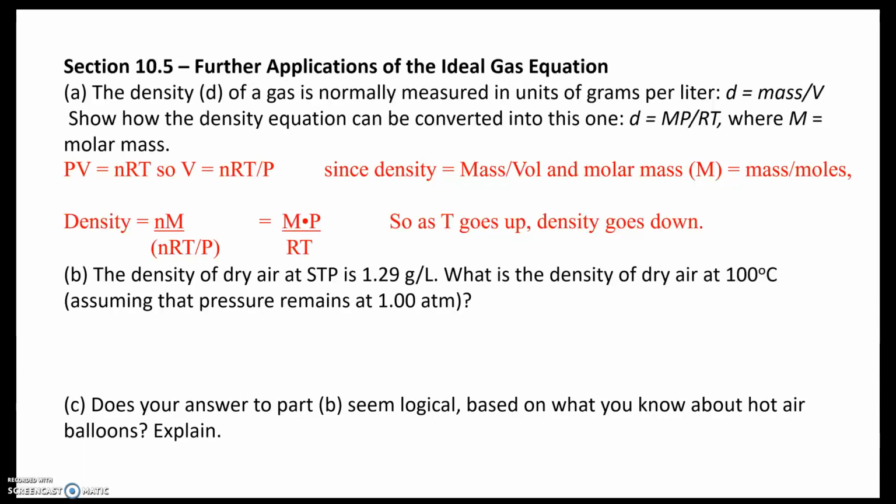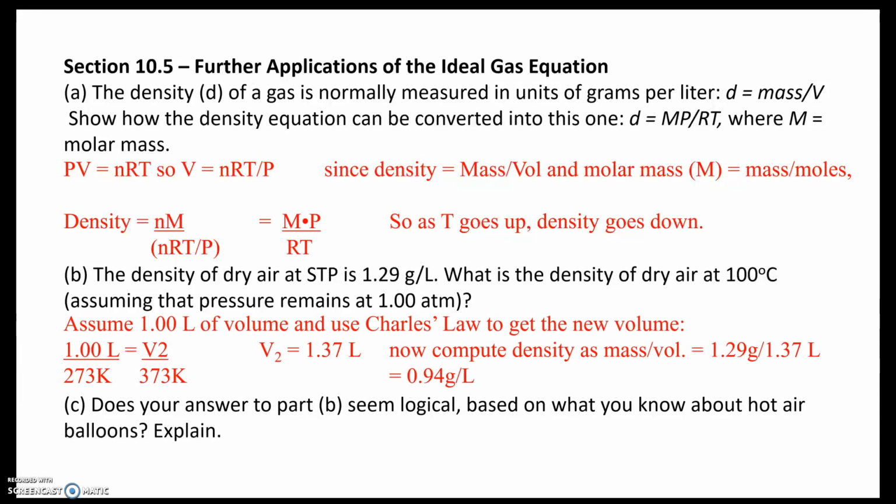Let's look at problem B. The density of dry air at standard temperature and pressure is 1.29 grams per liter. What is the density of dry air at 100 degrees C, assuming that the pressure remains at 1 atmosphere? All right, we assume 1 liter of volume. It doesn't really say that, but let's just make the math easy. Assume 1 liter of volume, and we use Charles's law to get the new volume. So 1 liter over 273 is equal to the second volume over 373, which would be the new temperature of 100 degrees Celsius. We solve for V2, we get 1.37 liters.